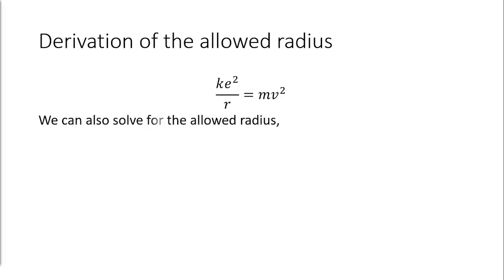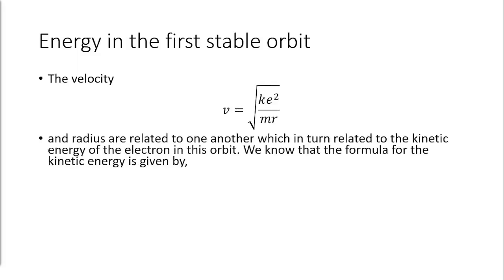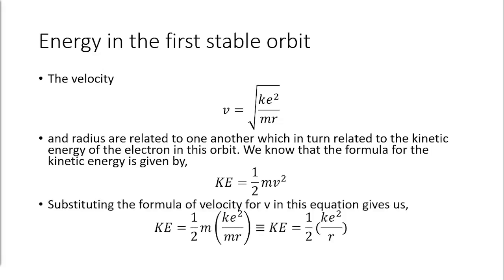We can also determine the radius of the electron from the nucleus of the atom. We solve for the allowed radius of the electron in the hydrogen atom and find out that r is equal to Ke squared all over mv squared. The velocity and radius are related to one another, which in turn relate to the kinetic energy of the electron in this orbit. We know that the formula for the kinetic energy is given by KE equals 1/2 mv squared. Substituting the formula of velocity for v in this equation gives us KE equals 1/2 m times K times e squared all over mr. KE is equal to 1/2 Ke squared all over r.